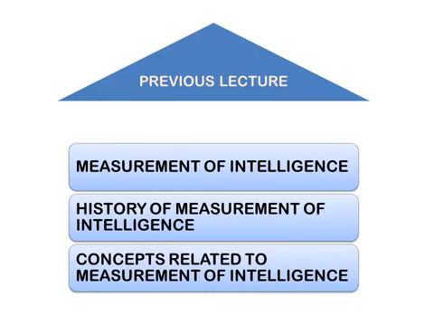Students, in the previous lecture, we have studied about measurement of intelligence. In that, we have studied the history of measurement of intelligence and concepts related to it. We have seen that there are two concepts related to measurement of intelligence: mental age and intelligence quotient.